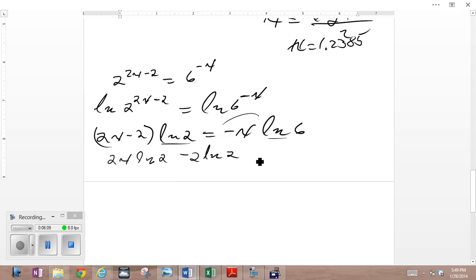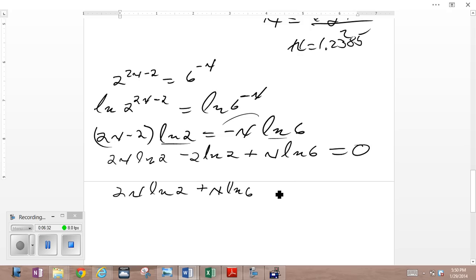And that's going to give me what? Well, plus x, the natural log of 6. That's going to equal 0 now. Now I'm going to collect my x terms. What do I have? I have 2x, natural log of 2, and I have an x, natural log of 6. And I'm going to sweep that 2 ln of 2 to the other side.